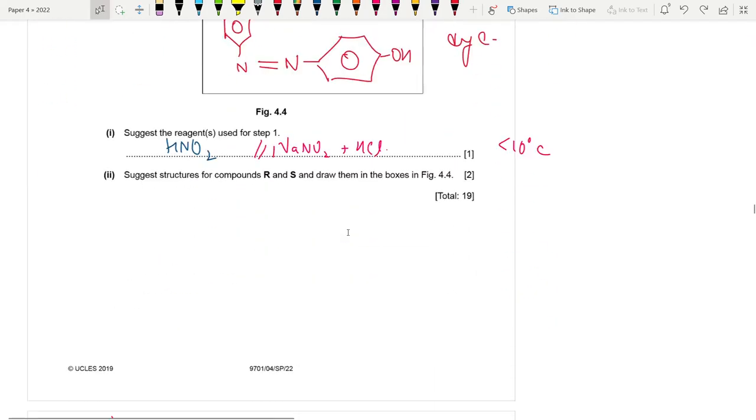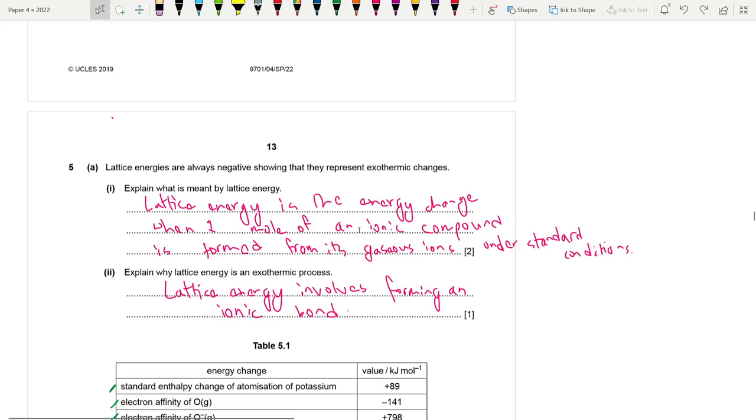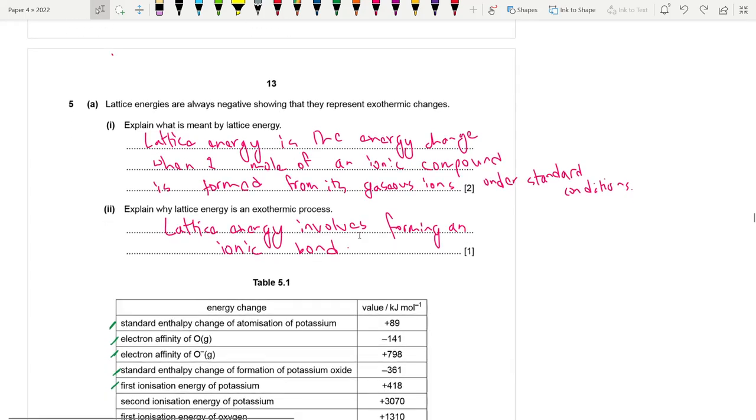Okay, let's move on. So what is meant by lattice enthalpy or energy? It is the enthalpy change when 1 mole of an ionic compound is formed from its gaseous ions under standard conditions. Really important. Do not say energy required. It's the enthalpy change, because energy will be released in doing so. Why is it an exothermic process? Because it's bond making. Do you guys understand?